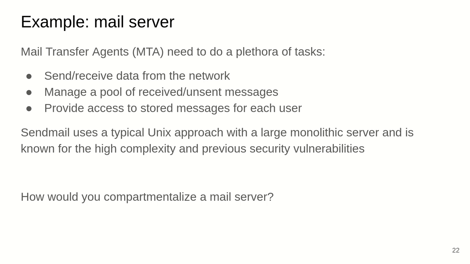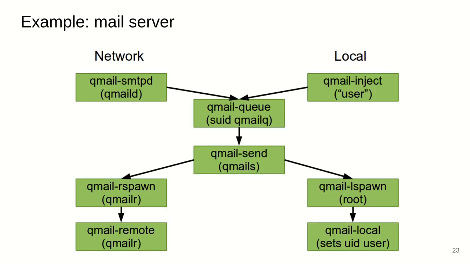And a good way to compartmentalize a mail server is as follows. We've got the network side and we've got the local side. On the network side, there's one process that's listening on the network port, that is qmail-smtpd, which listens for outside connections to receive any new emails. This runs as a specific user, qmaild, and it receives the emails, buffers them, and then passes these emails as a file to qmail-queue and pipes the emails to qmail-queue.